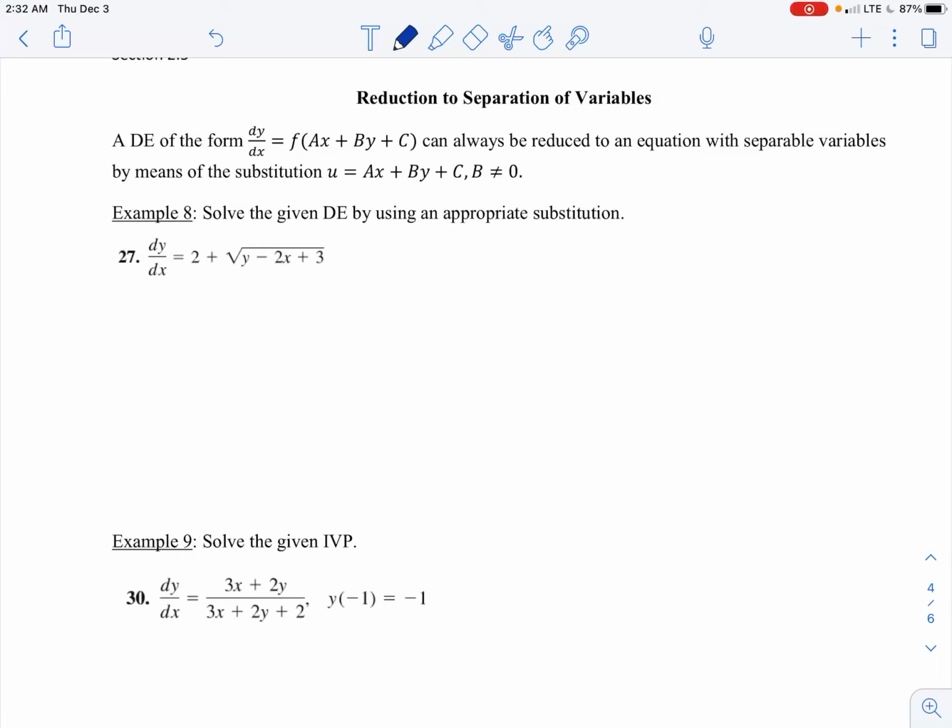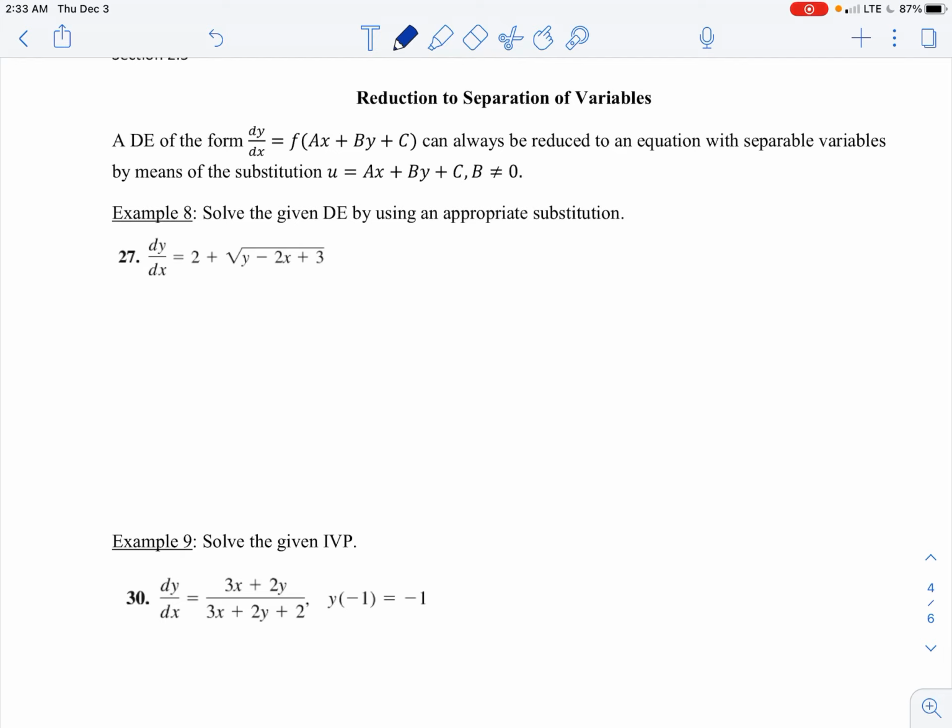Hello and welcome to the end of section 2.5, where we're going to continue to use substitution to solve our differential equations. And so now what we're going to do is called a reduction to separation of variables. So if we have a differential equation in the form dy over dx is equal to f of ax plus by plus some constant c, it can always be reduced to an equation with separable variables by means of a u substitution.